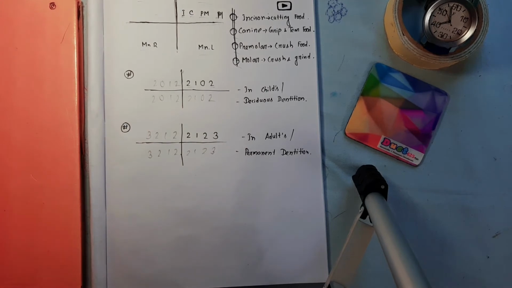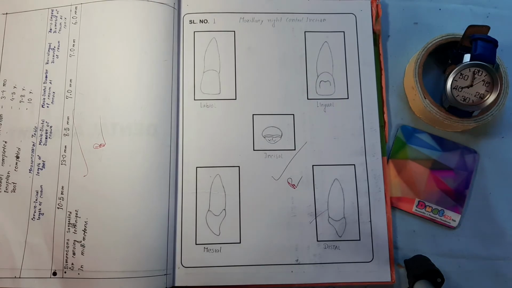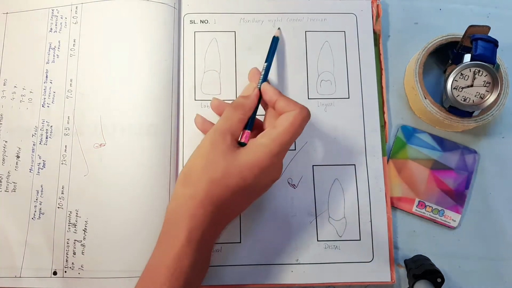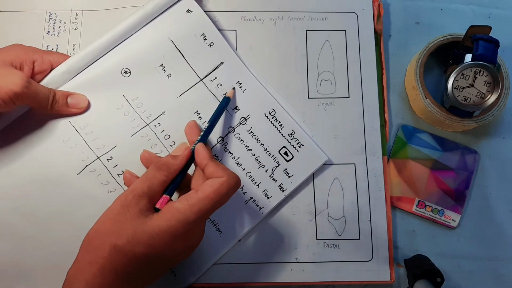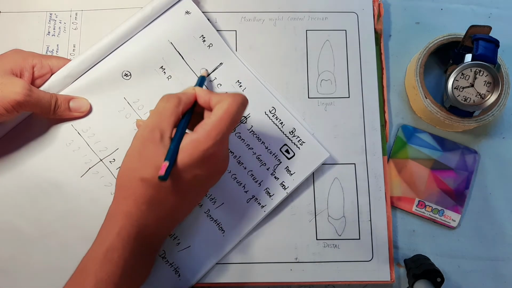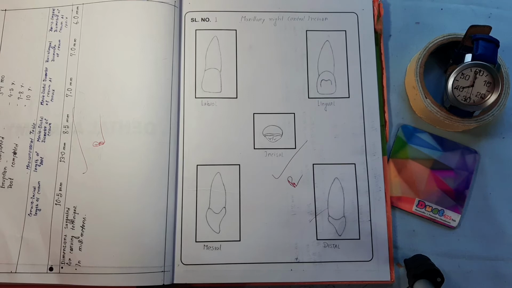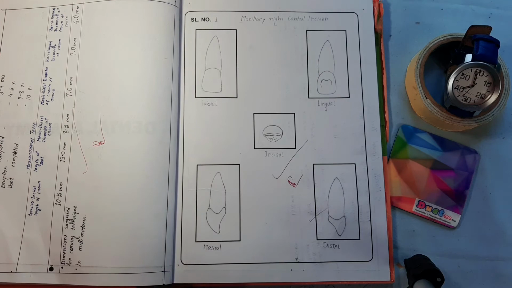Now we see the structure of every tooth. As we previously discussed, there are five aspects of a tooth. Here we are seeing the maxillary right central incisor. You can see the labial aspect, lingual aspect, mesial, distal and occlusal. In our previous videos we discussed these aspects.